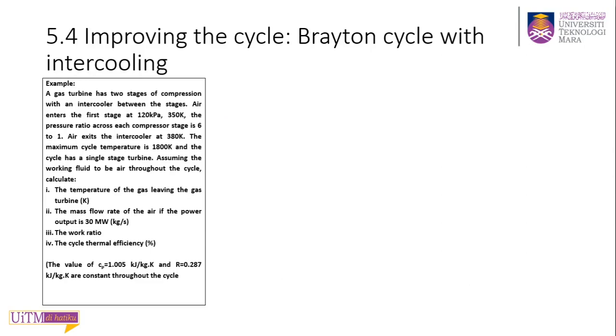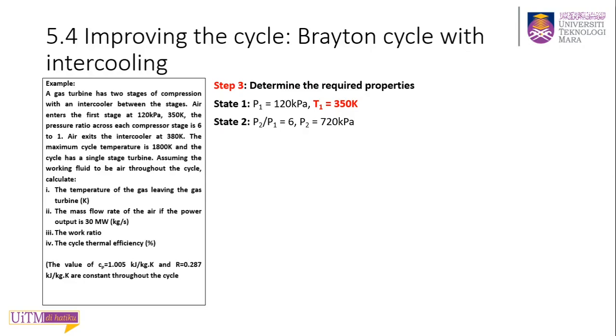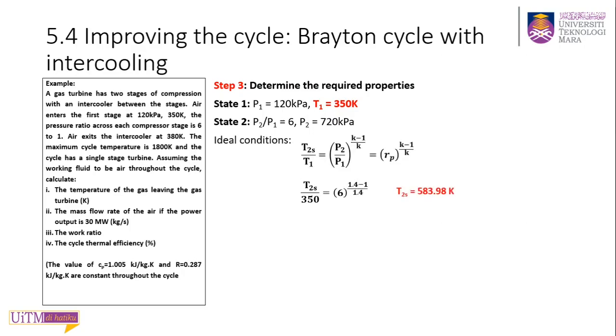Now, for step 3, determine the required properties at each of the state. At state 1, from the question, the values for pressure and also the temperature already given in units Kelvin, so we have to simply write it down back. At state 2, since the process 1 to 2 is an isentropic compression at the first compressor, we will use the entropy relationship equation for gases to find the ideal temperature here at state 2.